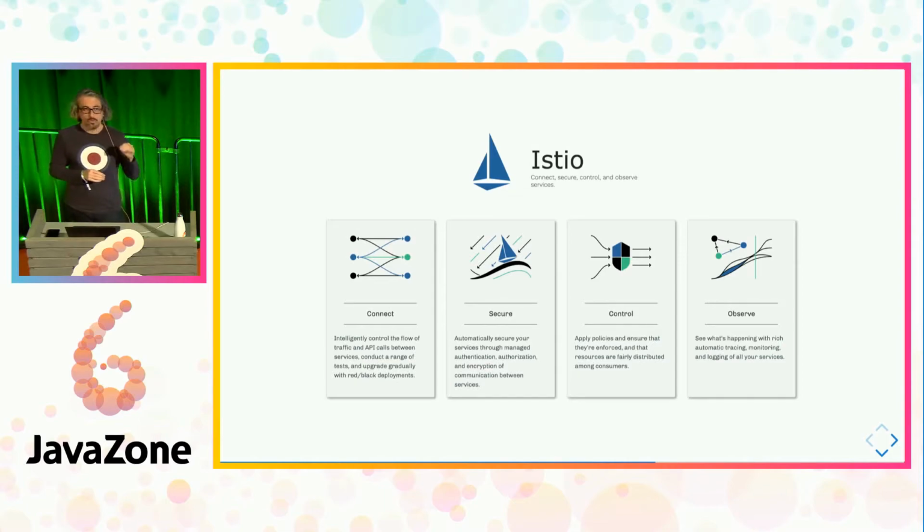You can control how this traffic is going. So at the Istio level, you can send some traffic to one version of the service and other traffic to another version. You can do it based on HTTP headers. You can do all sorts of complex control of the traffic.